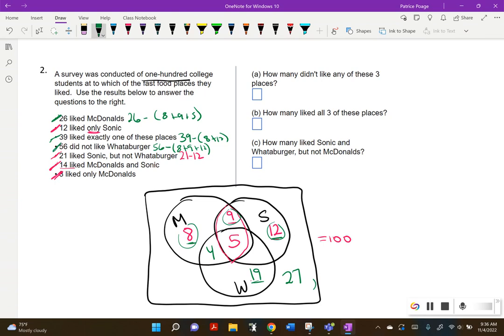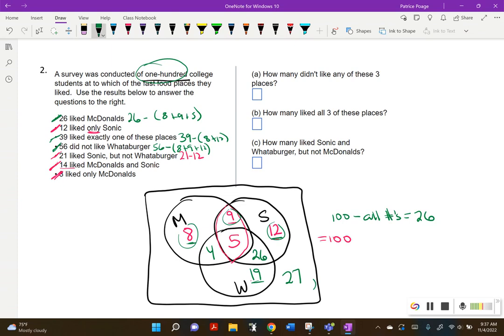All right, so second time through, I got all my bullets done, but I'm still missing people who liked Sonic and Whataburger, but not McDonald's. So I'm going to use my total of 100, and I'm going to do 100 minus all the numbers that are in there. And I'm going to get 26 for right there. Okay, so that's my Venn diagram.